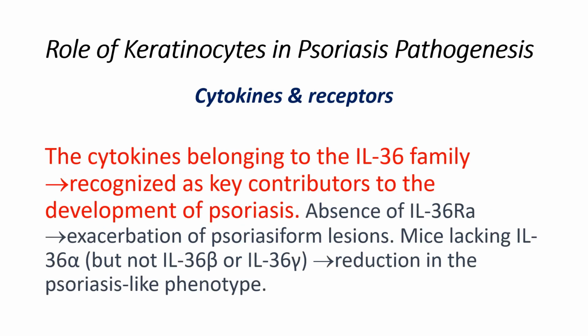Currently, the cytokines belonging to the interleukin 36 family are being recognized as key contributors to the development of psoriasis. The absence of interleukin 36 receptor antagonist resulted in an exacerbation of psoriasiform lesions in mice, and also mice lacking interleukin 36 alpha, but not interleukin 36 beta or gamma, show a reduction in the psoriasis-like phenotype.